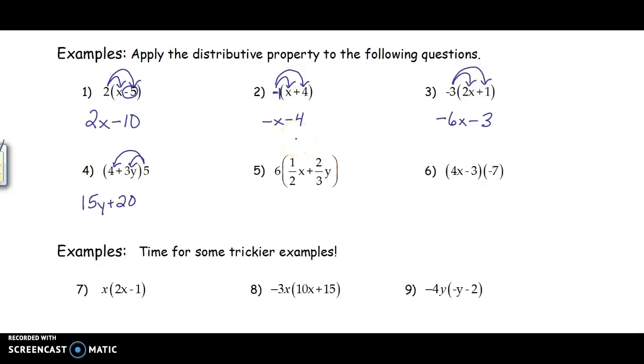Number 5, nothing changes with fractions. You still have two terms on the inside of the parentheses, so you're still going to distribute. 6 times 1/2 x is 3x, and 6 times 2/3 y is 4y.